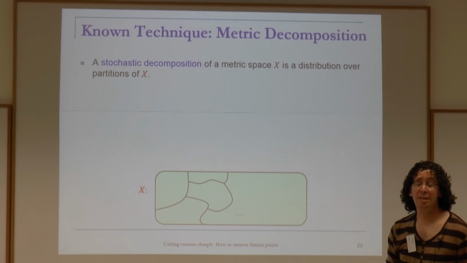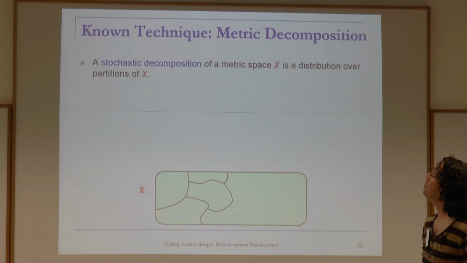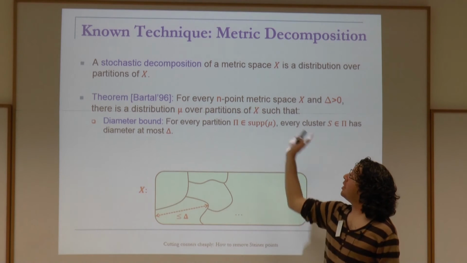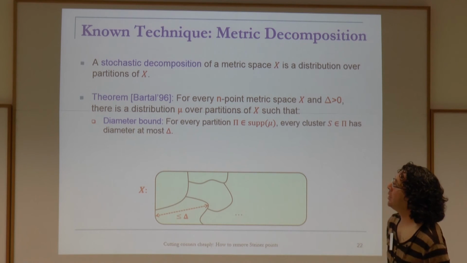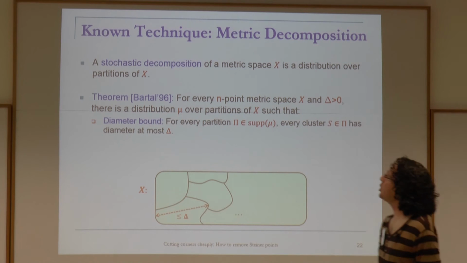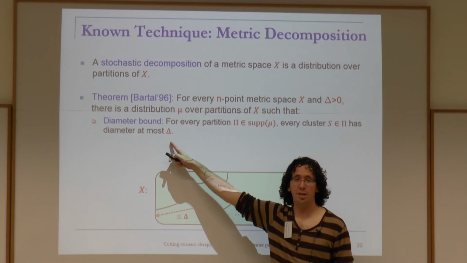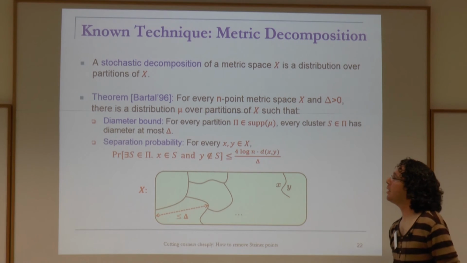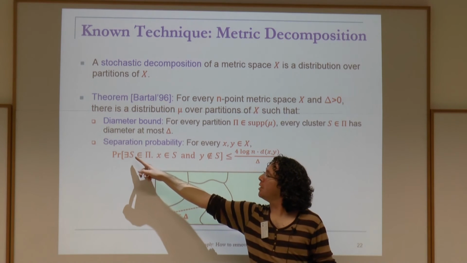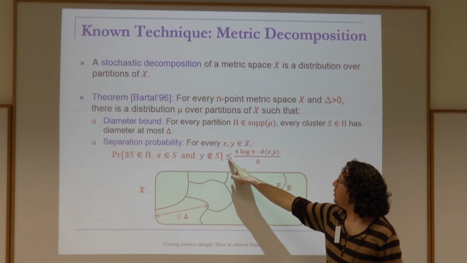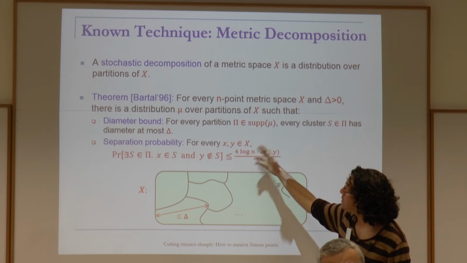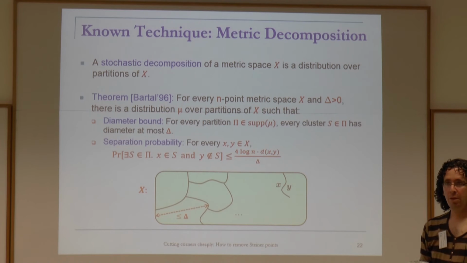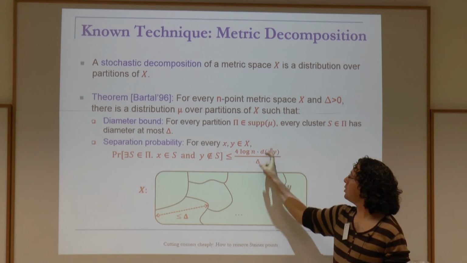And this is a second result in our paper. A stochastic decomposition of a metric space is simply a distribution over partitions of the space. And the theorem from '96 by Bartal states that for every finite metric space, given parameter delta, which stands for diameter, there is a distribution such that for every partition in the support of the distribution, every cluster has diameter at most delta, and there is a separation probability. For every two points in the metric space, the probability that they are separated, meaning that there is a cluster such that X is in the cluster and Y is not, is upper bounded by some, it's not a constant, times the ratio of their distance and the diameter parameter. So it's proportional to this ratio.